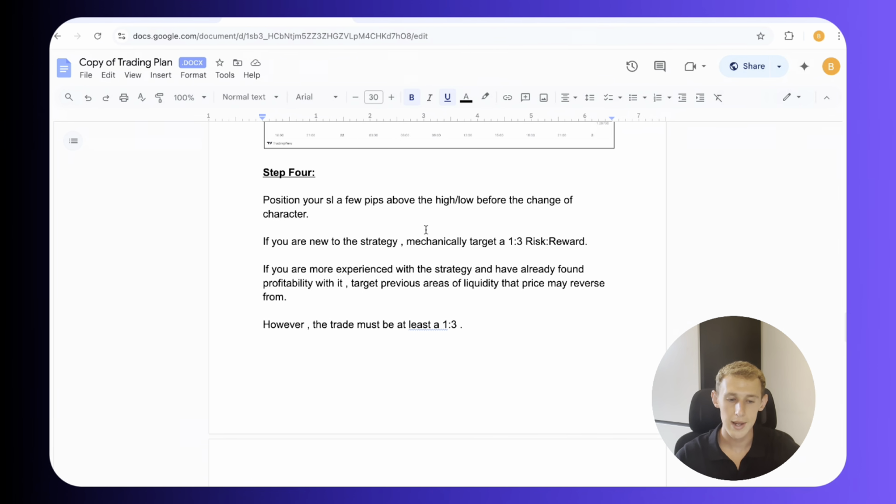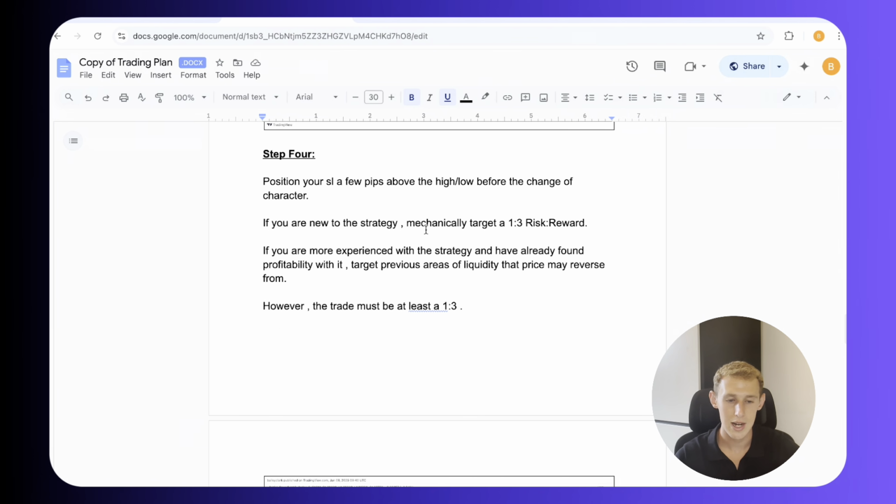Now, this is also a game changer, and this is one of the things I've really tried to emphasize inside VIP, which is that for this strategy, I'm going to mechanically target a 1 to 3 risk to reward. Why the mechanical target? Well, if you have, for example, a discretionary target, you don't really know exactly where you're going to target on every single trade, right?